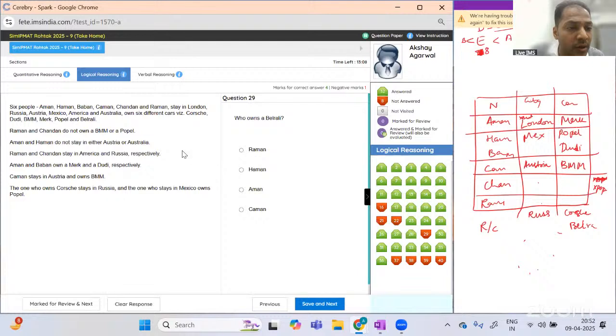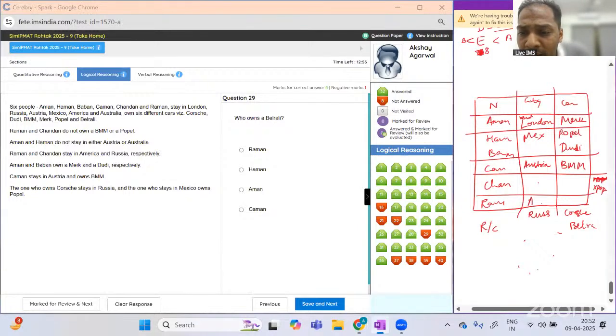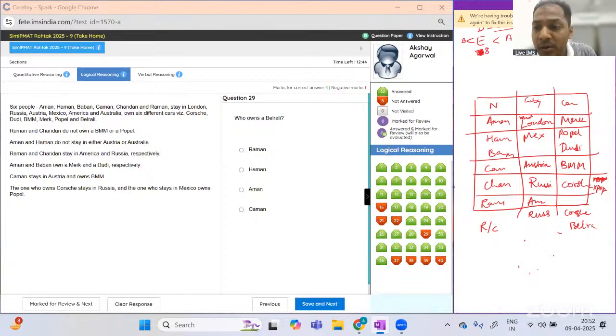Aman and Haman do not stay in Australia and Austria respectively. Raman and Chandan stay in America and Russia respectively. How did I miss this thing? America and Russia respectively. So this is Russia, this is Porsche, and Mexico owns Opel. So how am I missing this? What wrong country have I picked?